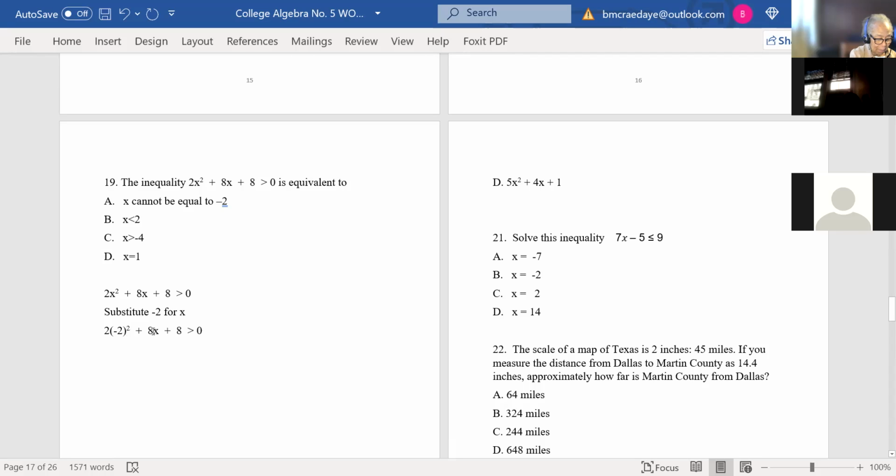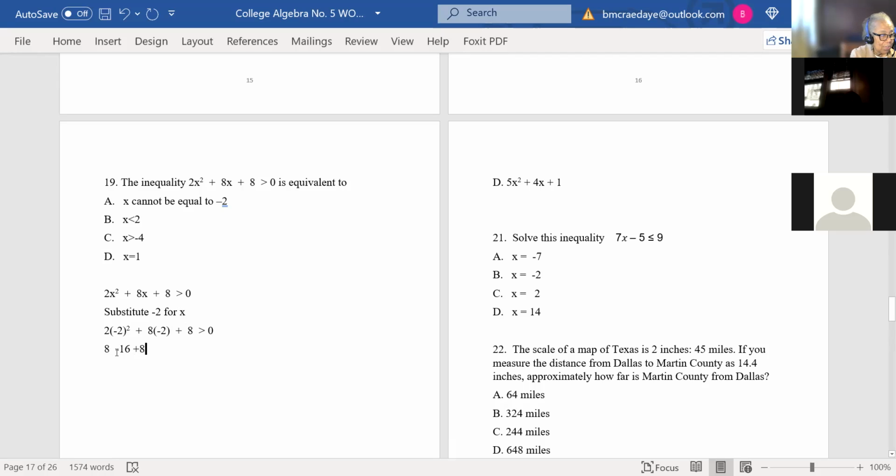Okay. 8 times -2. Take out the X, substitution of the variable. Okay, so -2 squared is 4, and 4 times 2 is 8. So this gives you 8. 8 times a -2 is a minus 16, plus 8. Plus 8, yeah.